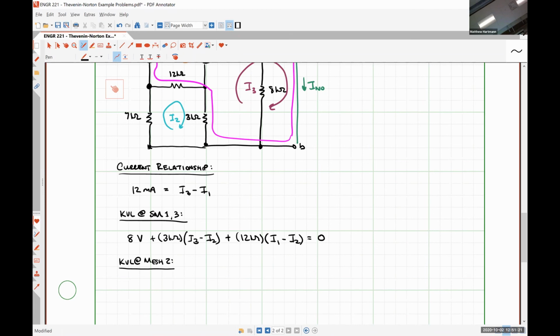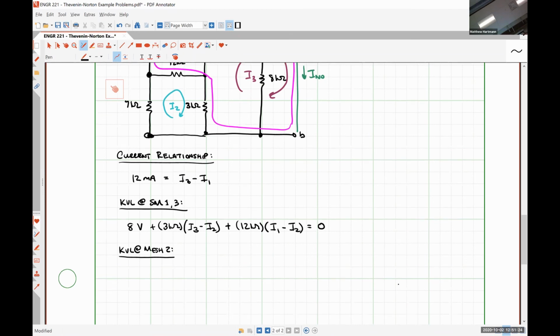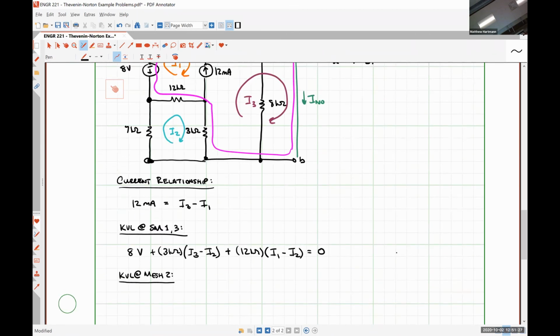So starting from the bottom left-hand corner, what are we going to have? 7 kilo ohms times I2. Alrighty, what's next? 12 kilo ohms. What's the total current flowing from left to right through that 12 kilo ohm resistor? I2 minus I1. Alrighty, and what do we see last? All right, and what's the total current flowing down through the 3 kilo ohm resistor?